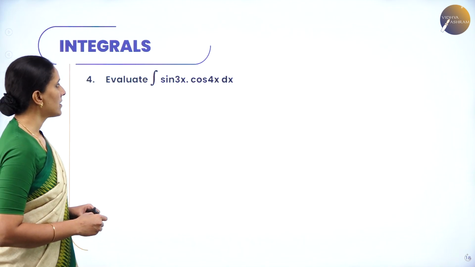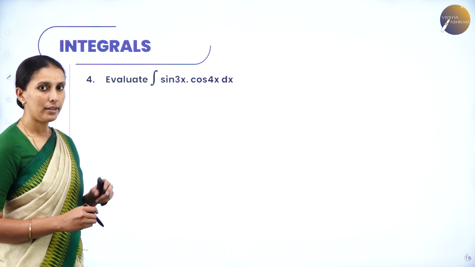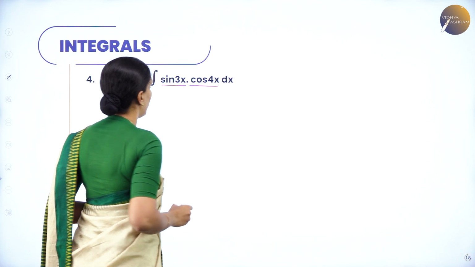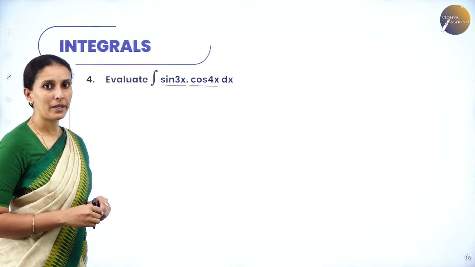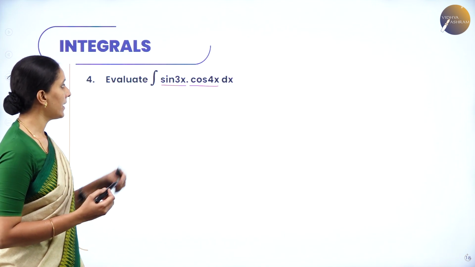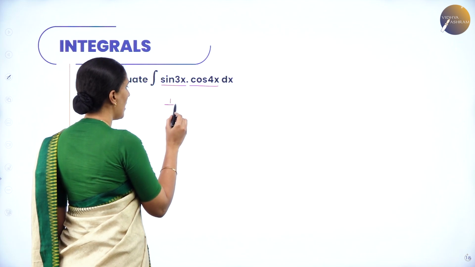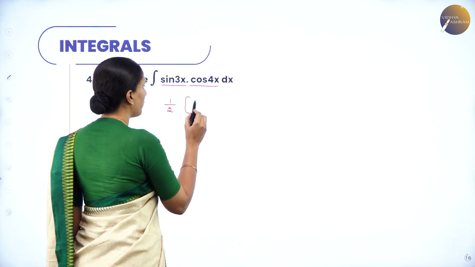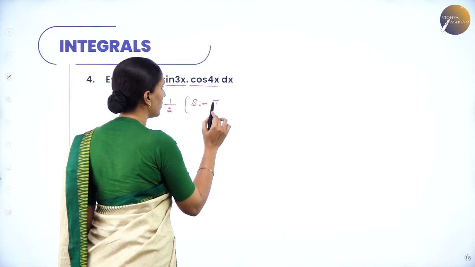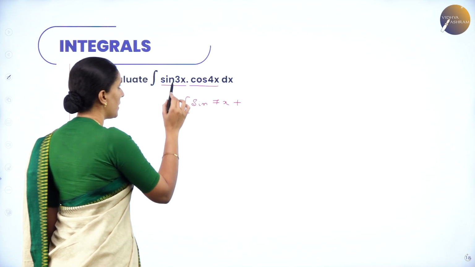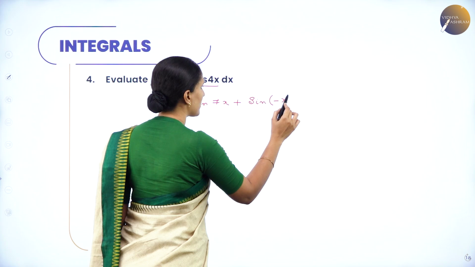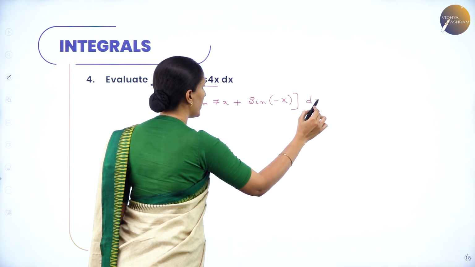Next, sin 3x cos 4x under the integral. So here, this is in the form of sin ax cos bx. So now using the transformation formula, sin 3x cos 4x can be written as half [sin of (x plus y) form, that is 3x plus 4x, which is 7x, plus sin (x minus y), that is 3x minus 4x, which is minus x], with respect to dx.